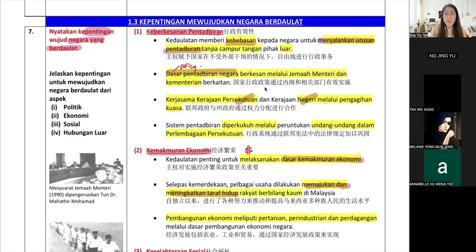So did you realize one thing? We are all talking about the dasar. When the moment we have kedaulatan, we have the power to do this policy, government policy. Previously, everything was done by the British. That's why the British controlled everything. Control the government, control the economy. You good with this one?